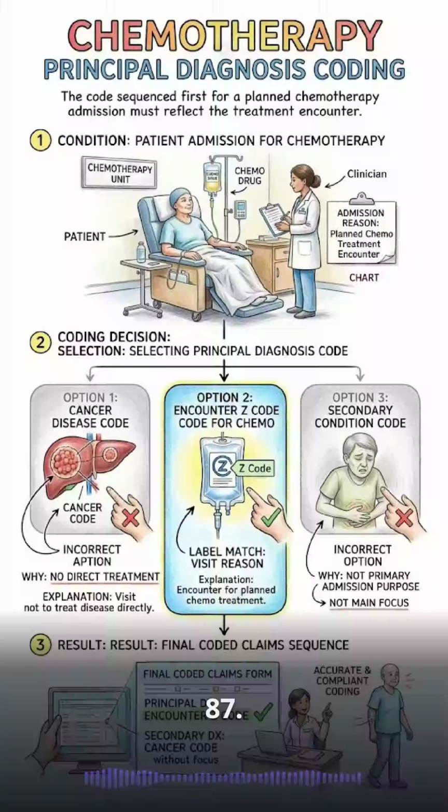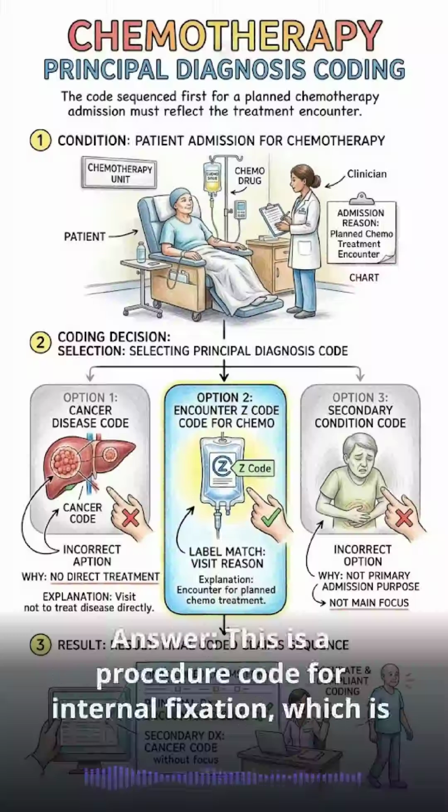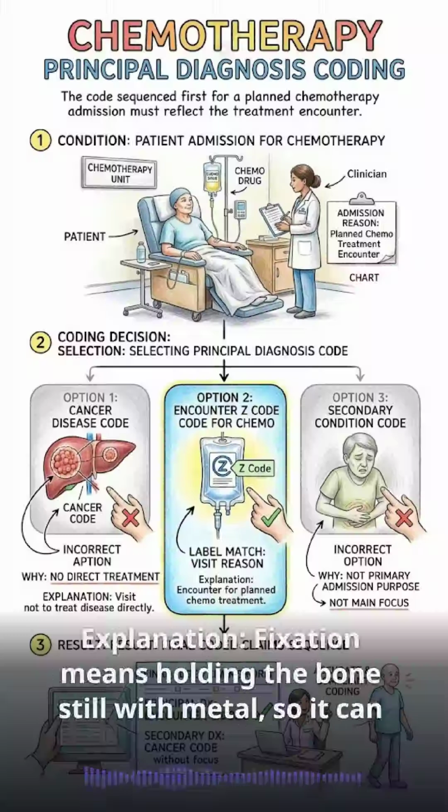87. How do you code a surgery where the doctor puts a metal plate on a broken arm? This is a procedure code for internal fixation, which is found in the ICD-10 PCS book. Fixation means holding the bone still with metal, so it can heal perfectly straight and strong again.